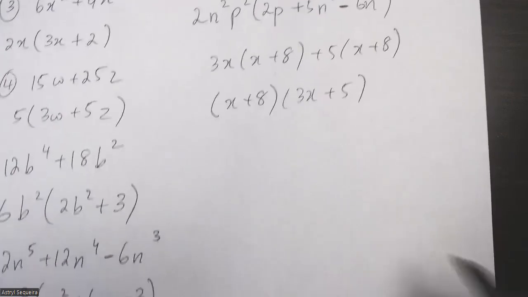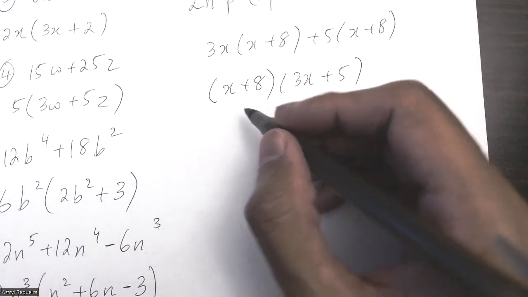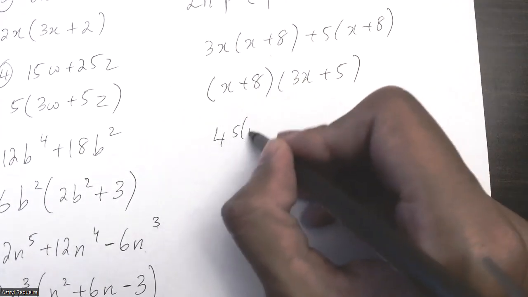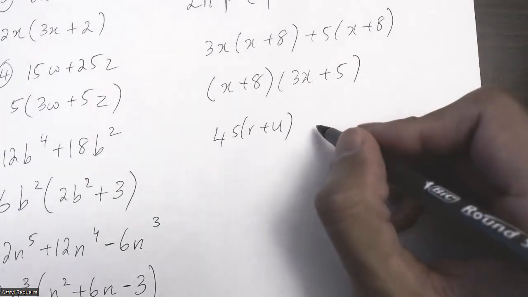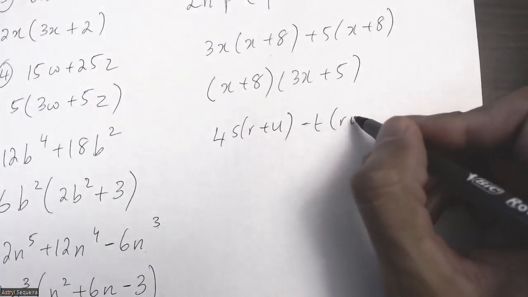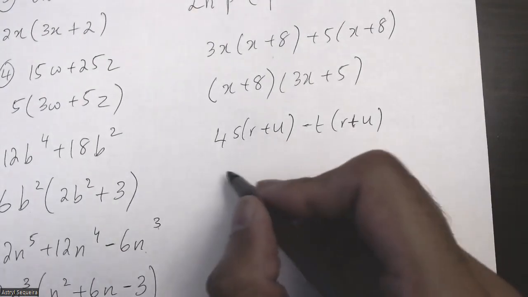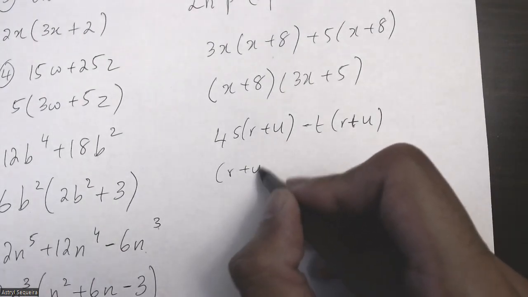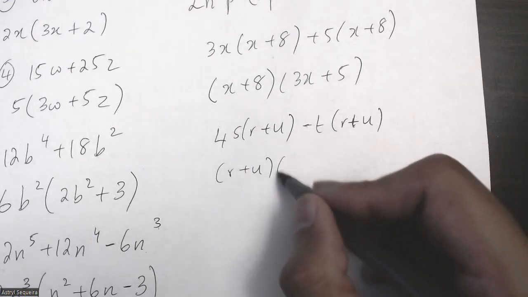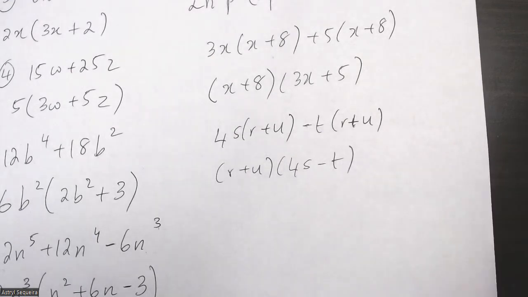We'll do another one really quick. If I have 4s times r plus u minus t times r plus u, as long as the brackets are completely perfectly identical, you can common factor it out, r plus u, and you're left with the outsides, which is 4s minus t.